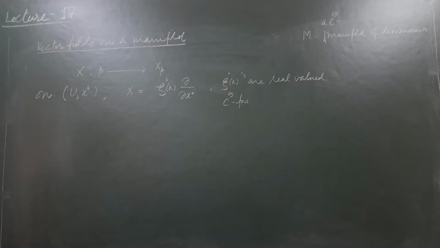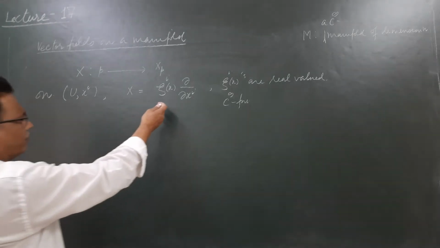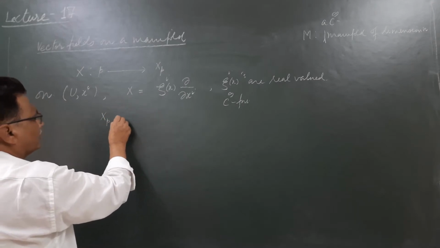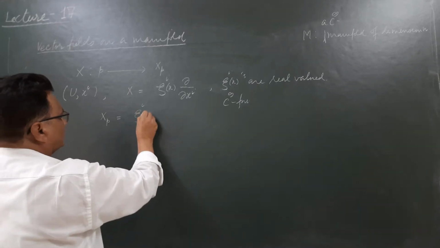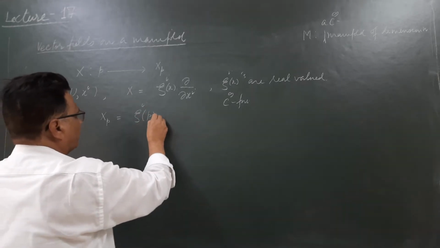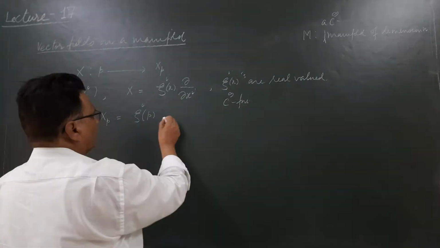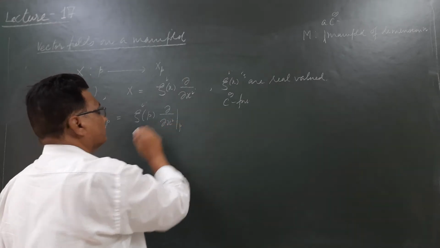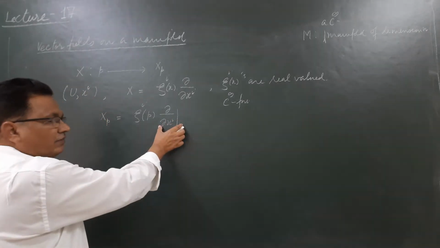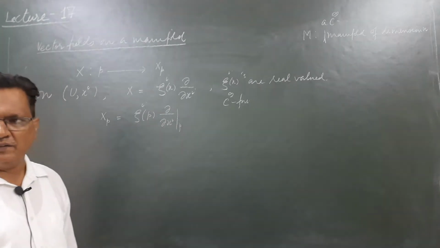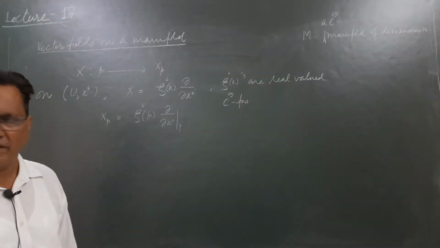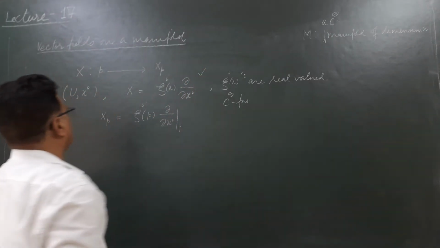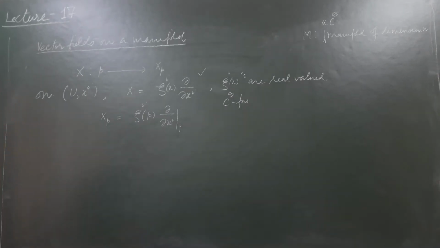So, this is a vector field, and you can see from here that if I restrict a vector field to a point P, the right side will become xi i at the point P, which is a scalar, into del upon del x i at P. So, these basic tangent vectors multiplied by these scalars will remain a tangent vector. So, X_P becomes a tangent vector, therefore, this is the local expression of the vector field X.